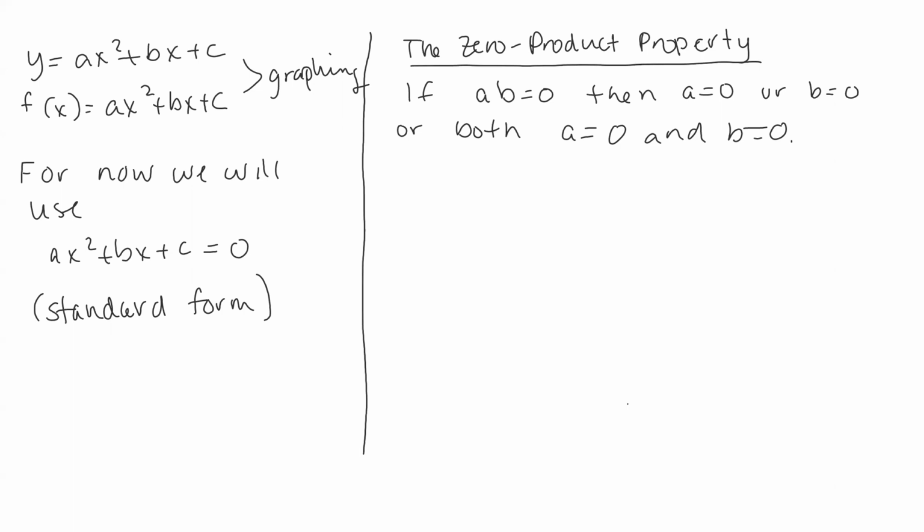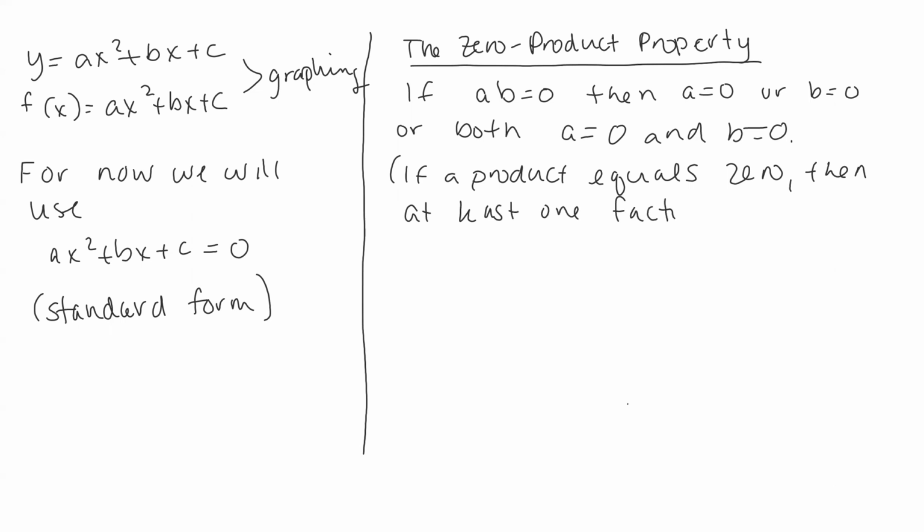Okay, sorry about that. So anyway, if you have a product AB and it equals 0, then either A or B has to be 0, or both A and B can be 0, but at least one of your factors has to equal 0. So basically, if a product equals 0, then at least one factor equals 0. Okay?